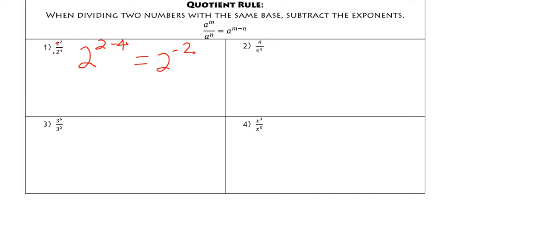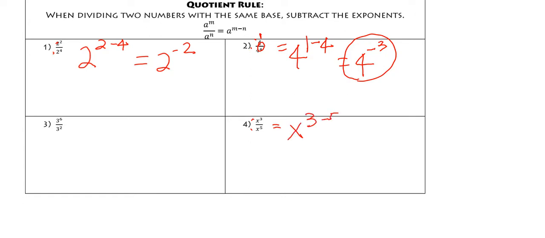Number 2, our base is 4 and 4, so we keep the same base of 4. The numerator 4 is raised to the 1st power, and the denominator 4 is raised to the 4th power. So our exponent is going to be 1 minus 4. So it's 4 to the negative third power. I'm going to skip to number 4. Number 4 is x and x would be our base. We have 3 minus 5 as the exponent, so x to the negative second power. If you want to try 3 on your own, you should get 3 to the fourth.